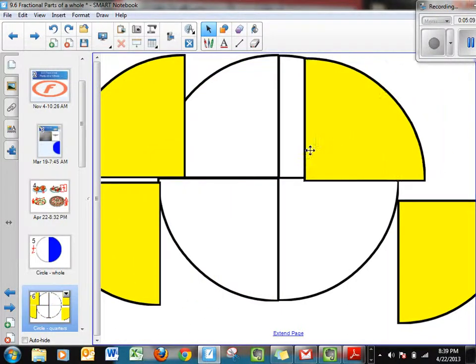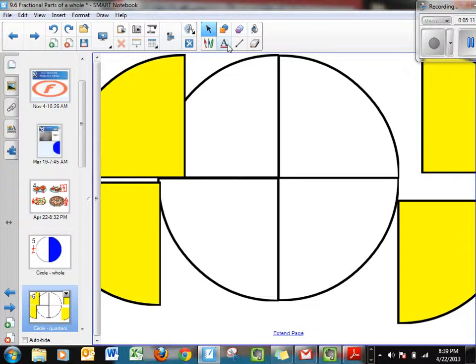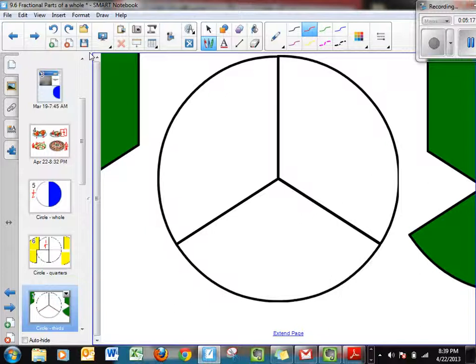I could repeat until I had the whole entire thing colored in, but the big thing I wanted you to remember is that each piece is worth 1 out of 4. The last one we're going to talk about, actually we got one more after this before we move on to have you guys practice some.